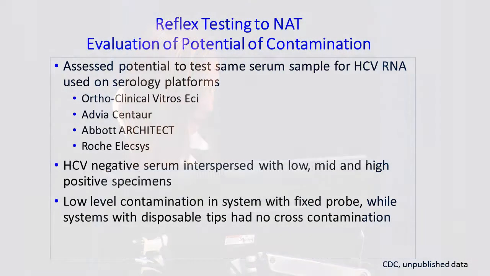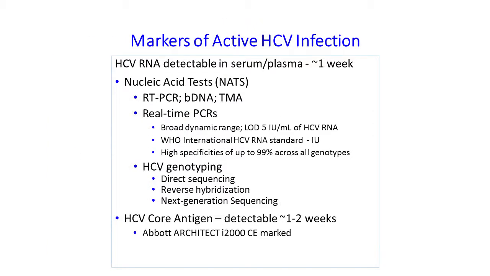However, low-level contamination was found on the Abbott Architect, which uses a fixed probe with several washes following transfer of the serum. Negative HCV RNA samples that followed high-titer RNA samples with titers greater than 6 log IUs per mil showed very low levels of RNA contamination, generally less than 15 IUs per mil, but ranging from 15 IUs per mil to 100 IUs per mil.